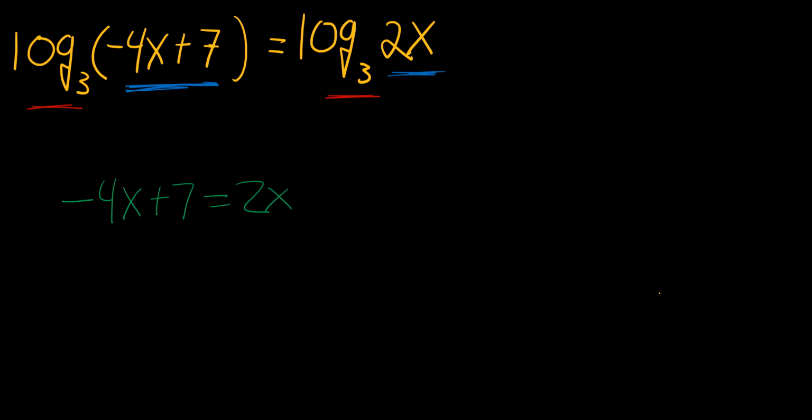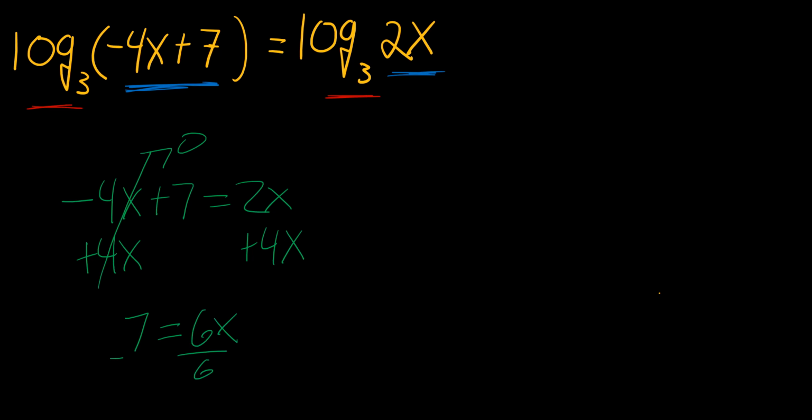Now all we have to do is combine like terms and simplify for x. So I'm going to add 4x to both sides. So this goes to 0. On this side, I'll be left with 7 equals 4x plus 2x, which gives you 6x. And if we divide both sides by 6, our answer would be x equals 7 over 6.